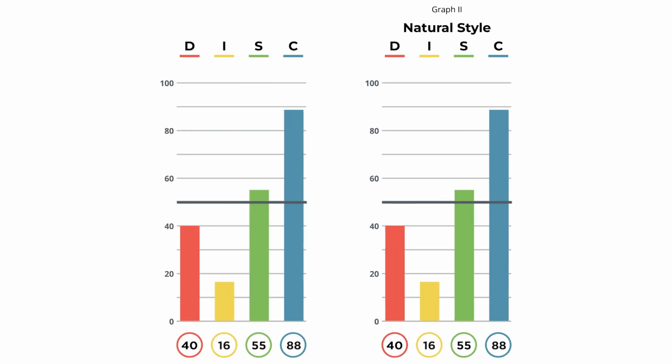Your natural style reflects your preferred way of behaving, and this is your starting point. Your adapted style reflects how you're adjusting based on the environment. If your scores don't differ much, you're likely operating in a way that feels natural and sustainable. If you notice shifts of about 20 or more points in 1 or more areas, that's a significant adaptation.